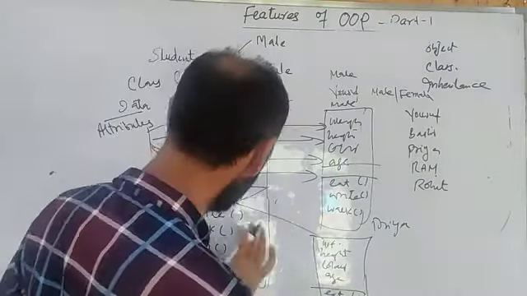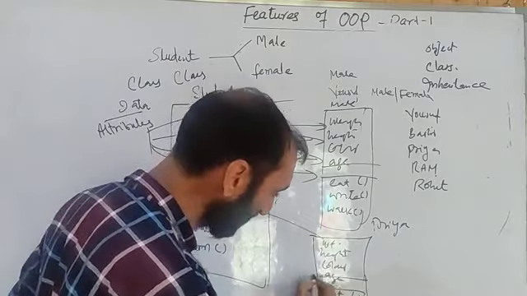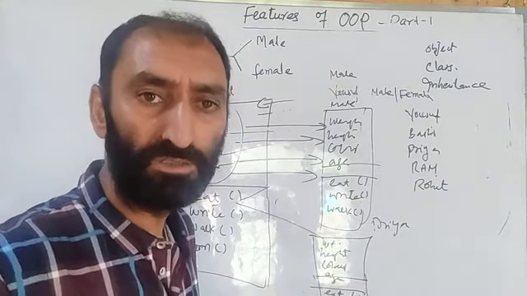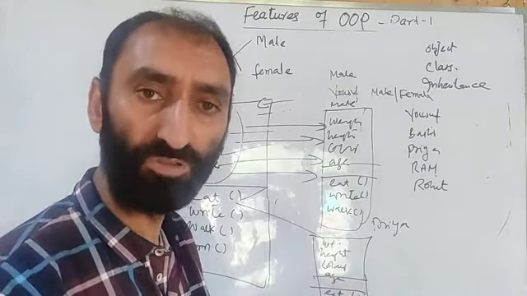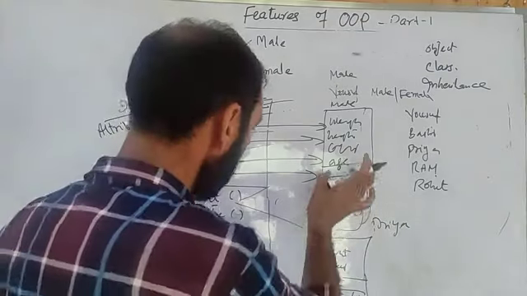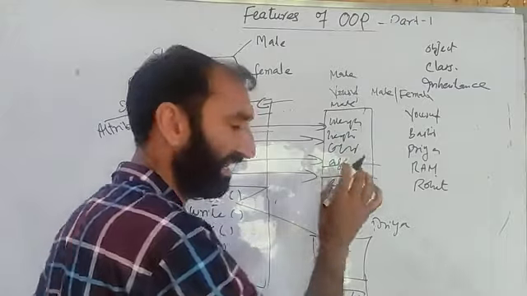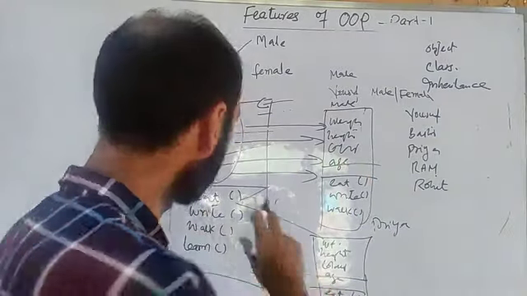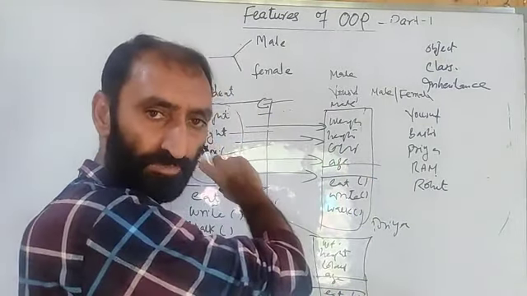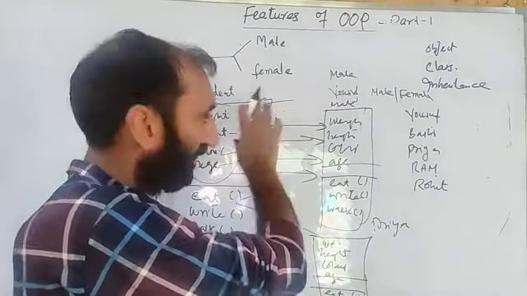And similarly, this female inherits all these features of this class, and in addition to this, it has some more features of its own. So instead of writing all these features again, we only have to specify here the features which are not in the parent class. This is called inheritance.